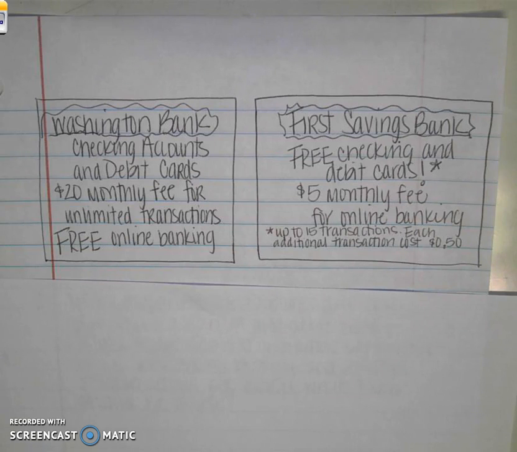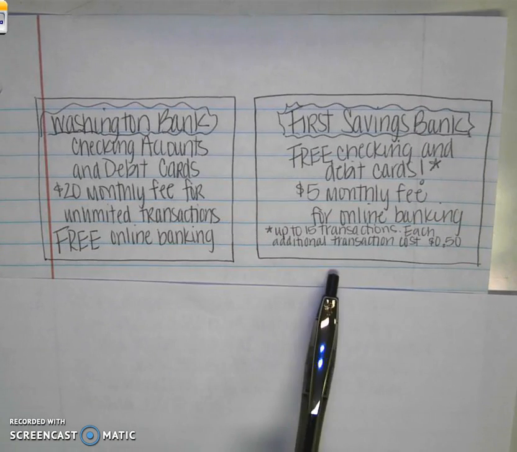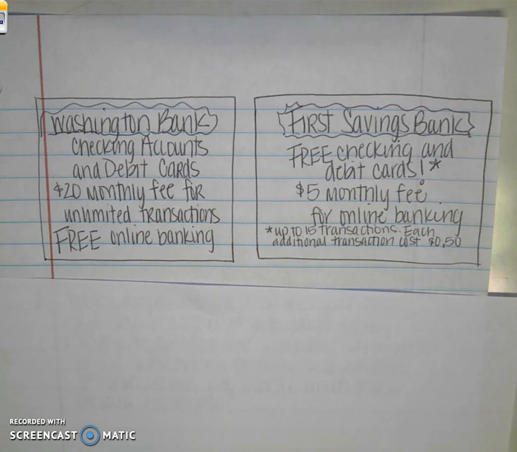Okay, now there's one other thing about checking accounts that I want to talk about, and that's where do you pick to do your checking account at? Because each bank offers different options. So in this example, I have Washington Bank and I have First State Bank. Depending on what I'm going to do is going to depend on which bank I would choose to bank at.